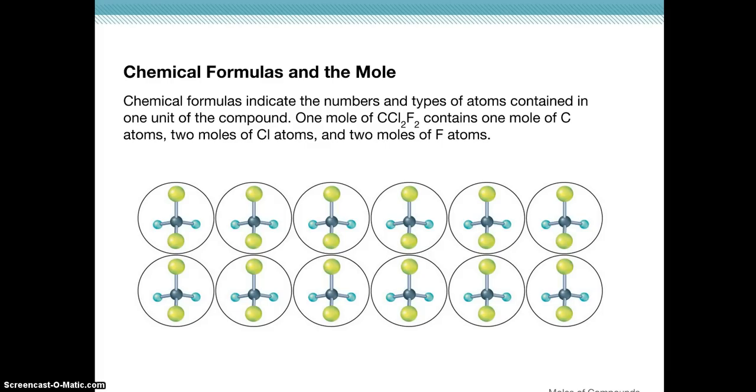1 unit of the compound, which means if we have 1 mole of CCl2F2, then there is 1 mole of carbon atoms, 2 moles of chlorine atoms, and 2 moles of fluorine atoms in that compound. So the subscripts in the formula can actually be used to make conversion factors, to make mole ratios of atoms to whole compound units, molecules, or formula units.